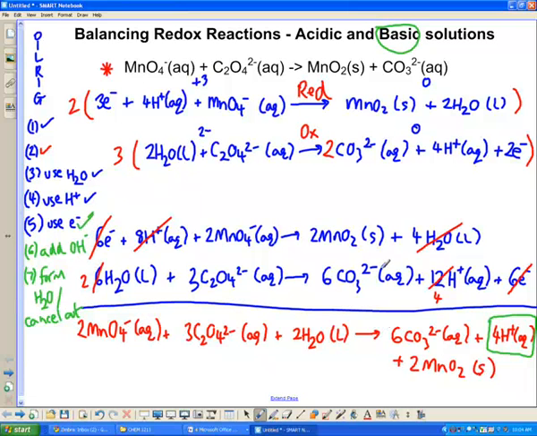if we wanted to balance this in terms of basic solution instead, we go all through the 5 acidic steps and then go to step 6. Add OH minus to each side. So how many OH minuses on each side? Well, to neutralize this, we need 4. So I'm going to write that, 4 OH minus on each side. Now, what's going to happen when I add 4 OH minuses here? What am I going to form?